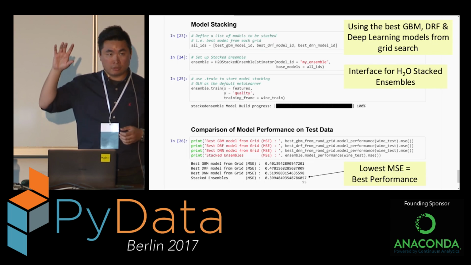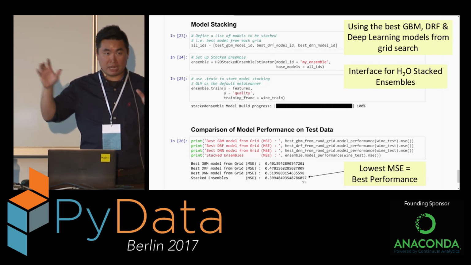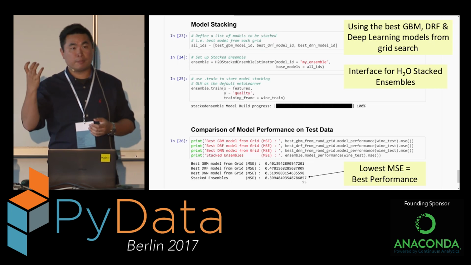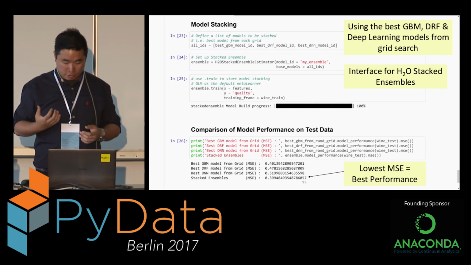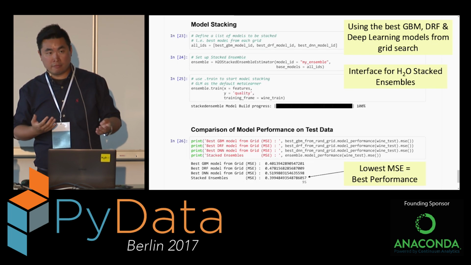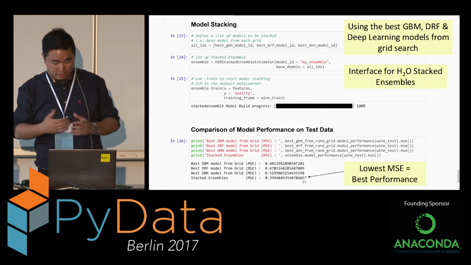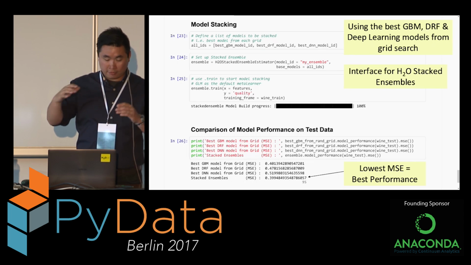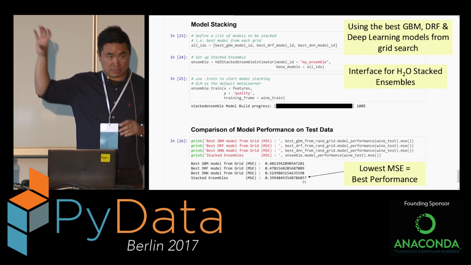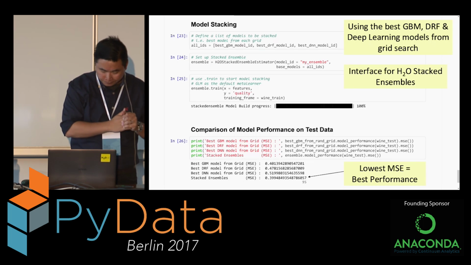First of all, you list the models together. You create a list in Python, a list of the best models from the 3 previous searches: the best GBM model, the best random forest model, and the best deep learning model. Once you have that, you can set up the stacked ensemble, which is the second part of the code, maybe on your screen.